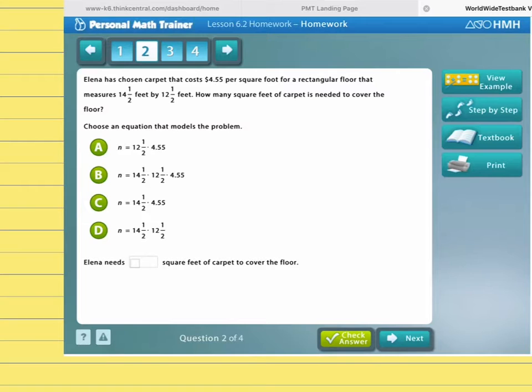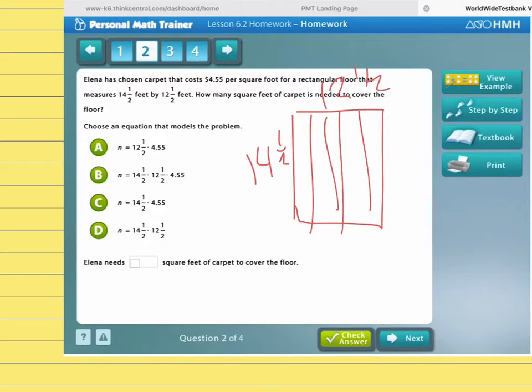Let's take a look at number 2. Elena has chosen carpet that costs $4.55 per square foot. It's a rectangle carpet that measures 14.5 by 12.5. So the first thing you're going to want to do is draw that carpet and label it. Right away I see I have an area model here, 14.5 by 12.5, and that's going to be my square feet. How many square feet of carpet is needed?